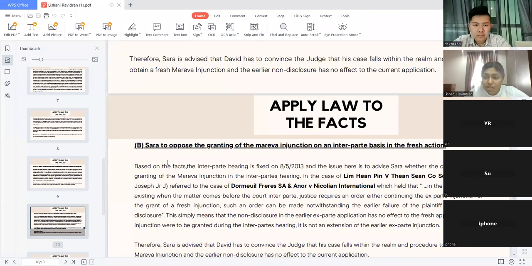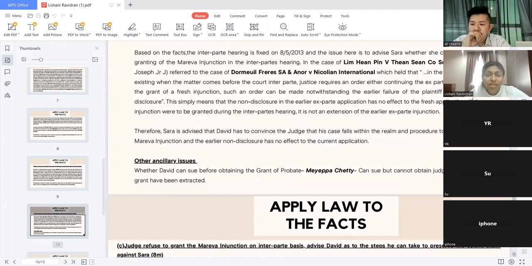Okay, Sarah is to oppose, so we stop over here. Therefore, Sarah is advised, David has to convince the judge that his case falls within the rule and procedure to obtain a fresh Mareva injunction, and the earlier non-disclosure has no effect on the current application.